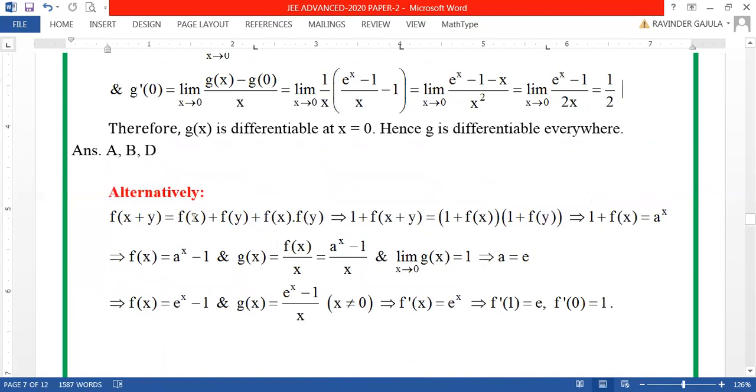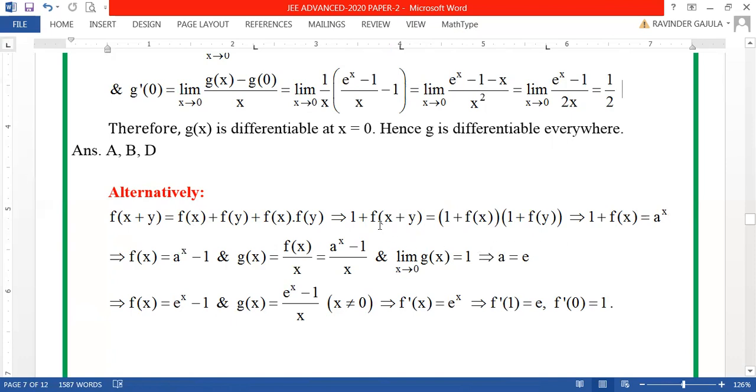Otherwise, you can also take the solution by this way. f of x plus y equal to f of x plus f of y plus f of x into f of y. Adding 1 on both sides, 1 plus f of x plus y is 1 plus f of x into 1 plus f of y. Just taking the product, you can see 1 will be cancelled on both sides and you will get the same.